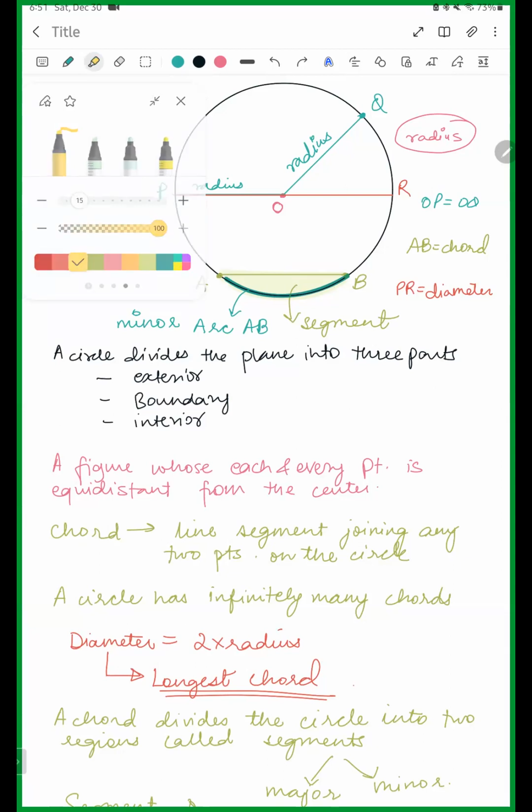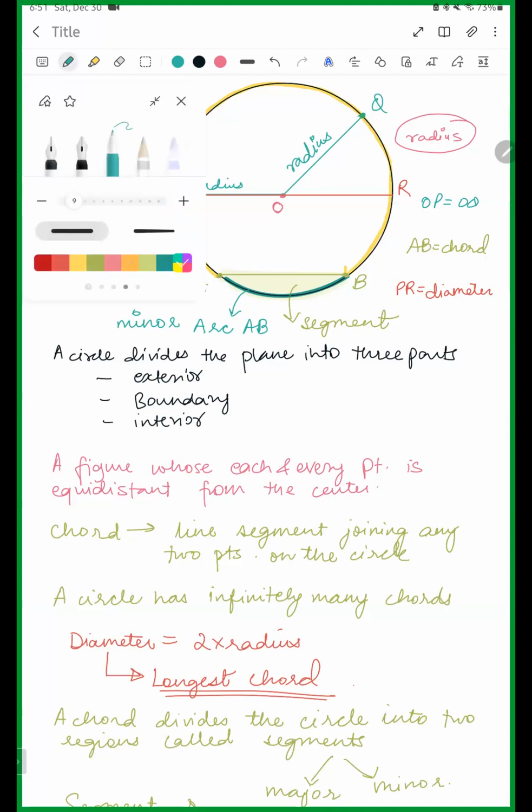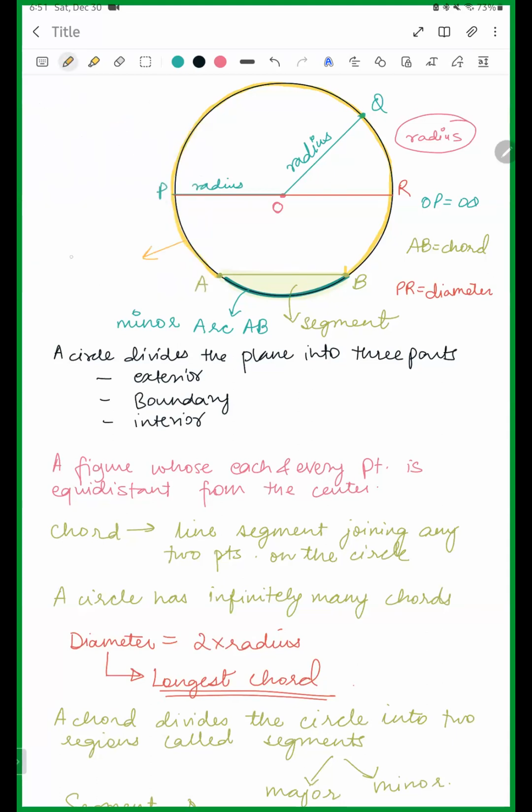So this one is the major arc. Major arc AB. Why AB? Because the starting point is A and the ending point is B. And why major? Because it's the big one. The small one, we have already written as minor arc AB.